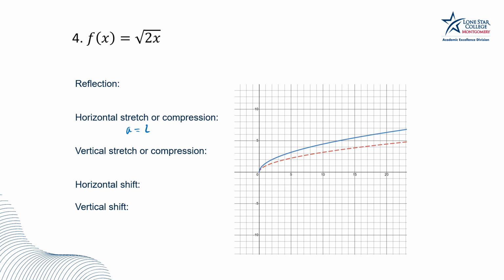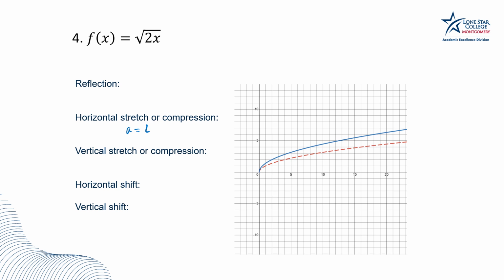If you look at the graph of the parent function, the red dotted line, as opposed to the blue line, the square root of 2x, it's opening up a little bit more. It's a little bit higher up, and basically you can think of it as being widened. It's further away from the x-axis as opposed to the red line.